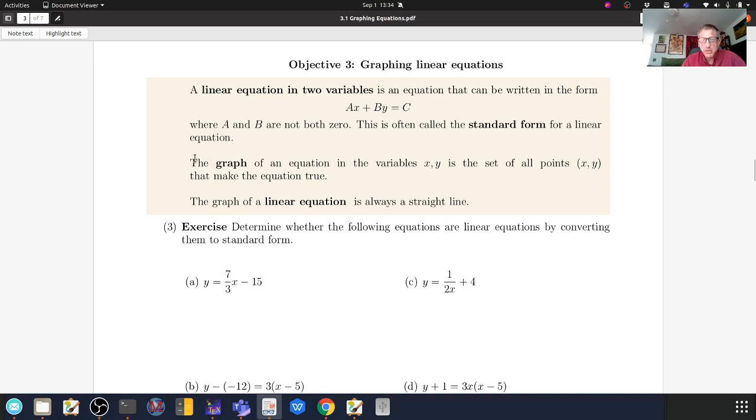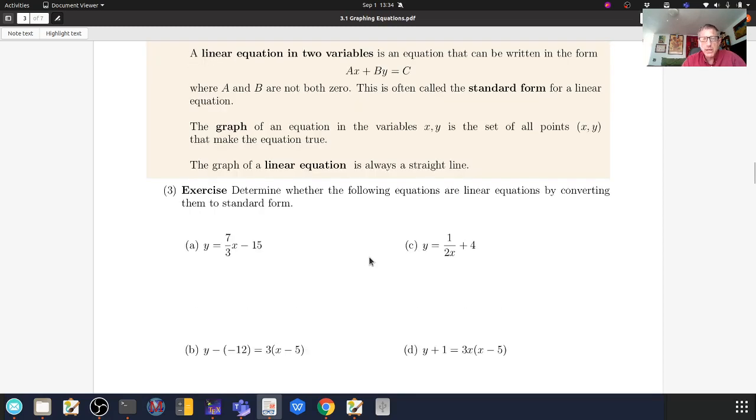Here's another concept that is being defined. The graph of an equation in the variables x, y, any equation in the variables x and y, is the set of all points x, y that make the equation true. So guess what? The graph of a linear equation looks like a line. And there are other types of graphs of other equations, but the graph of a linear equation is always the graph of a straight line.